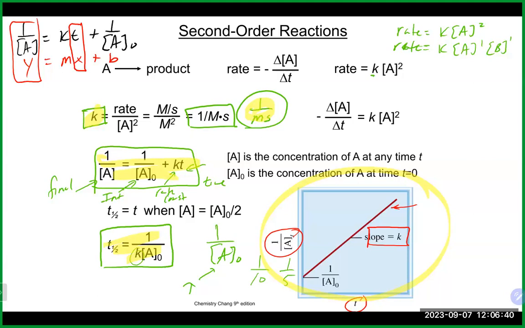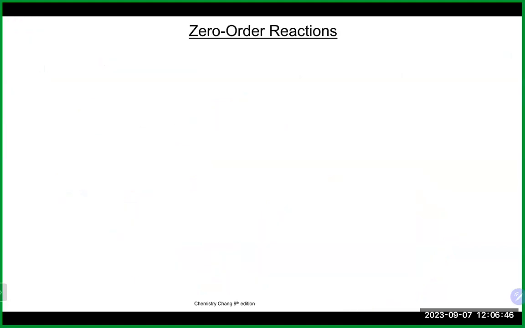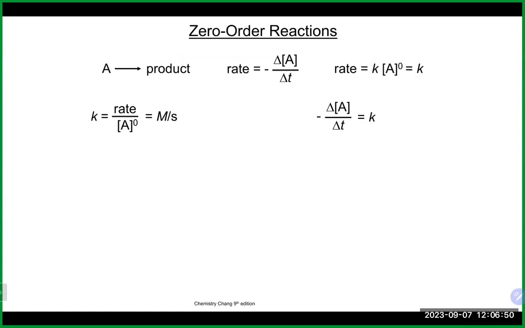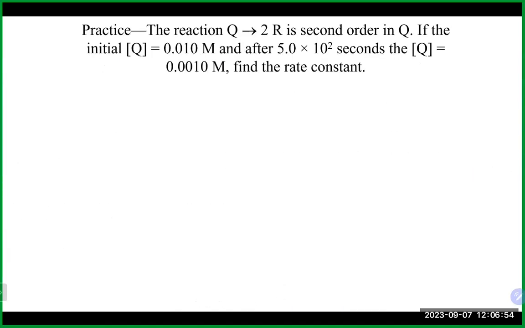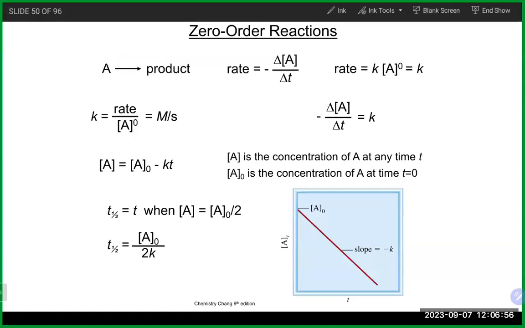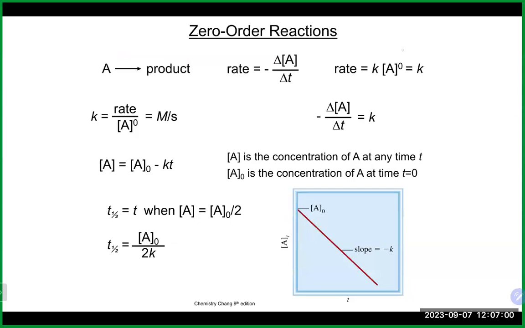The last common order of reactions that we come across is zero order reactions. Zero order reactions also have their own set of equations and graphs that we use, and let's talk a little bit about this one. For a zero order reaction, we could have a reactant where it has an order of 0, and as we mentioned, that obviously equals 1 in this case.